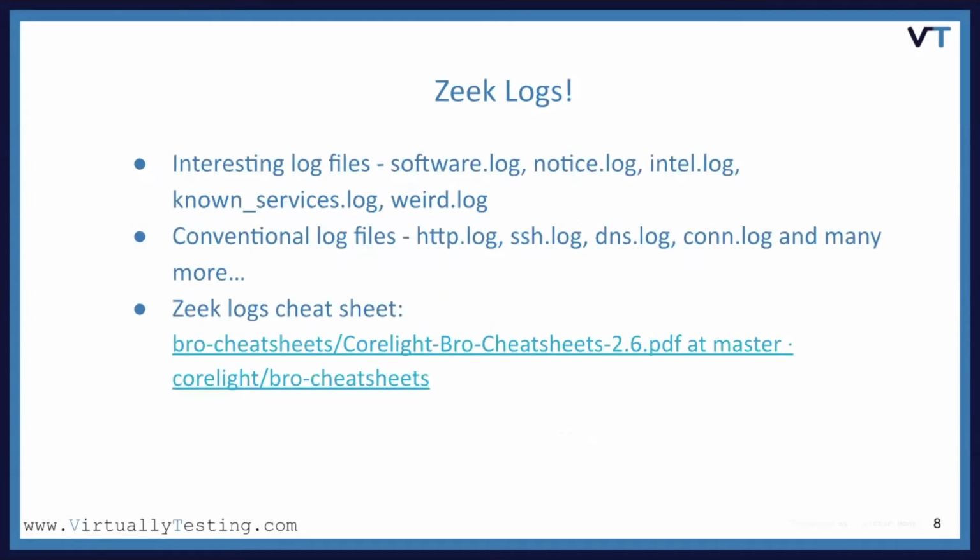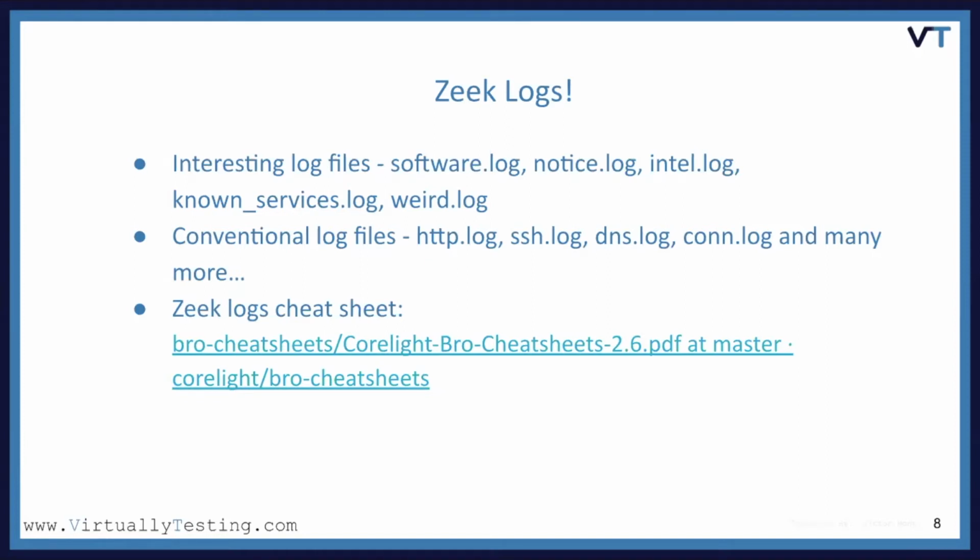Zeek logs. Hopefully there will be one whole session on just analyzing Zeek logs, but to give you an overview of what those log files are: when I said that Zeek generates a lot of log files, the conventional log files are named after the protocol. So http.log will have all the traffic on your network that Zeek saw as HTTP. ssh.log will have all the traffic corresponding to SSH connections. dns.log will have all the DNS-related traffic, and conn.log is a generic connection file that keeps track of all the connections Zeek has seen on your network during that period of time.